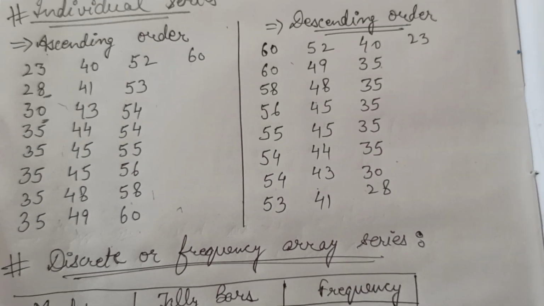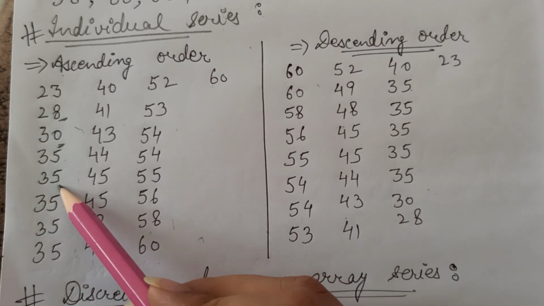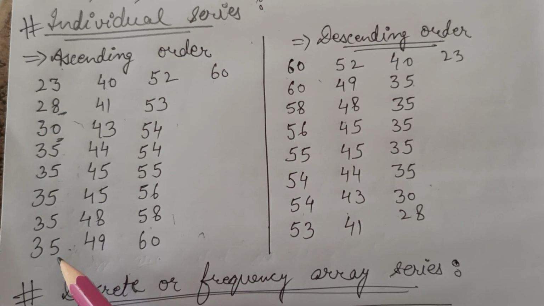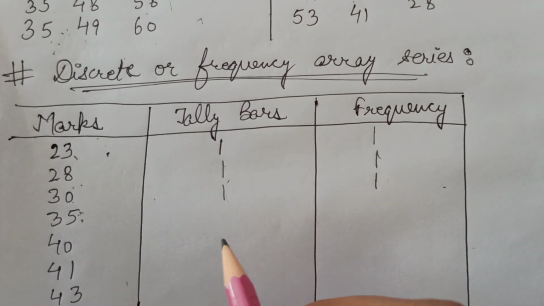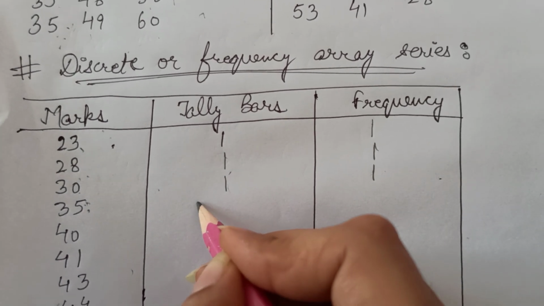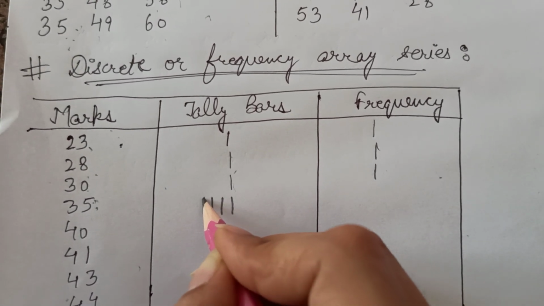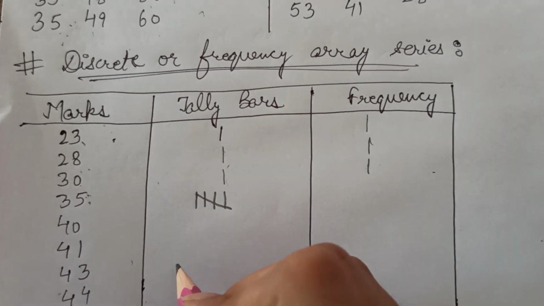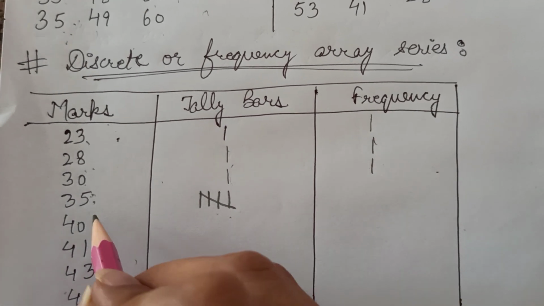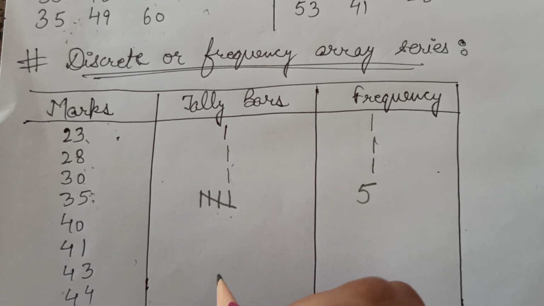Now we will see how many students have scored 35 marks. You can count over here, that is 1, 2, 3, 4 and 5. That is 5 students who have scored 35 marks. So in the tally bars how we will mark is, look towards it, it is very important: 1, 2, 3, 4 and the fifth line will be marked like this, which will cross the 4 lines. Now this tally bar is indicating that 5 students have scored 35 marks. So frequency over here will be 5. I hope you are clear.